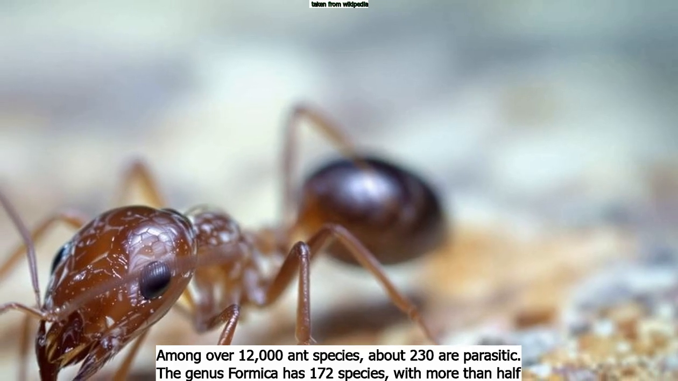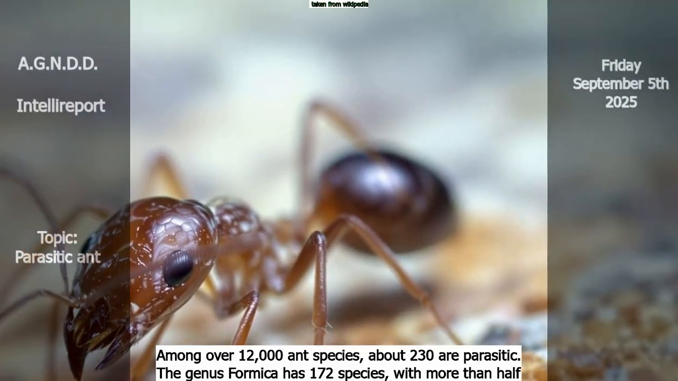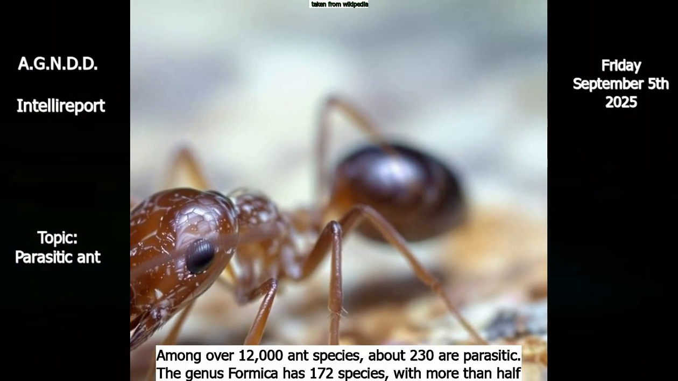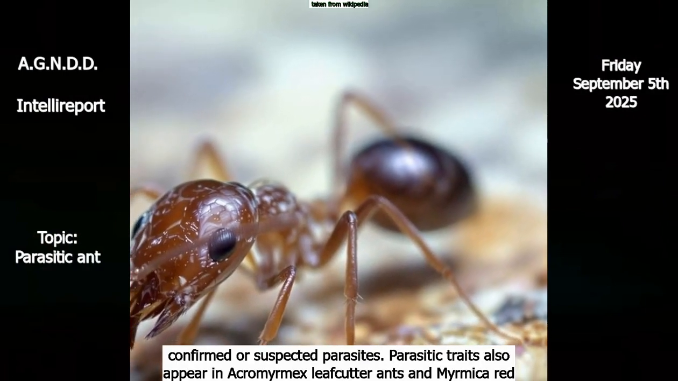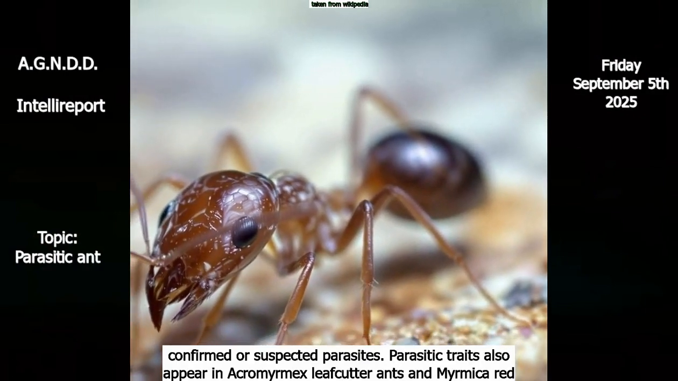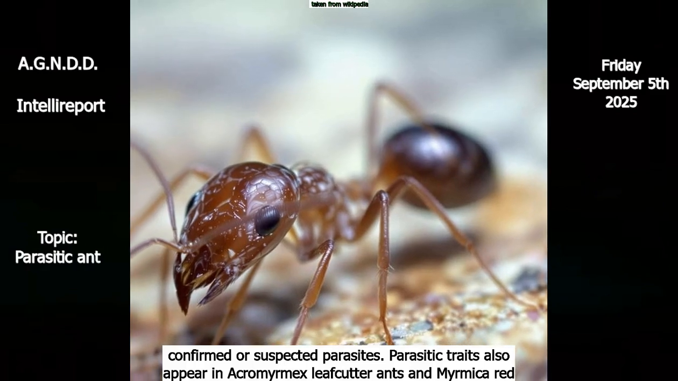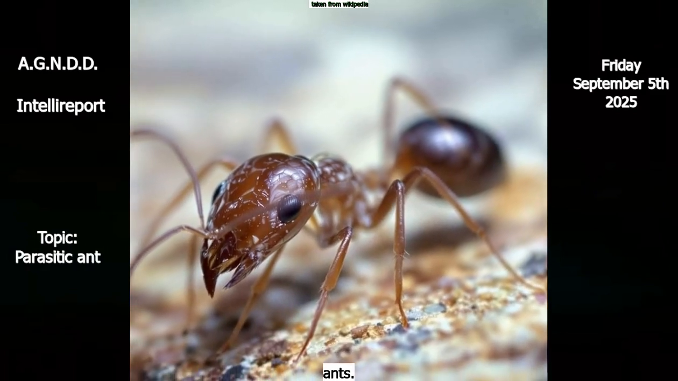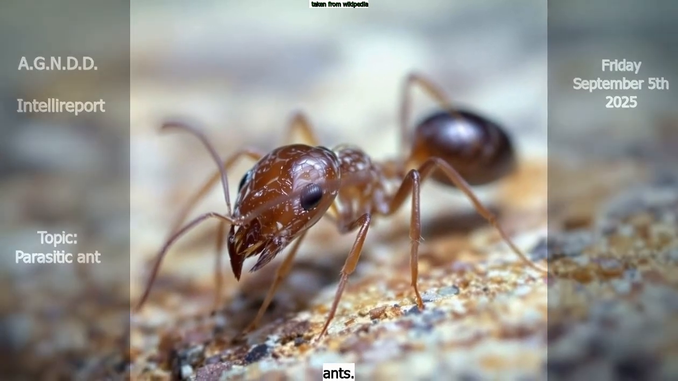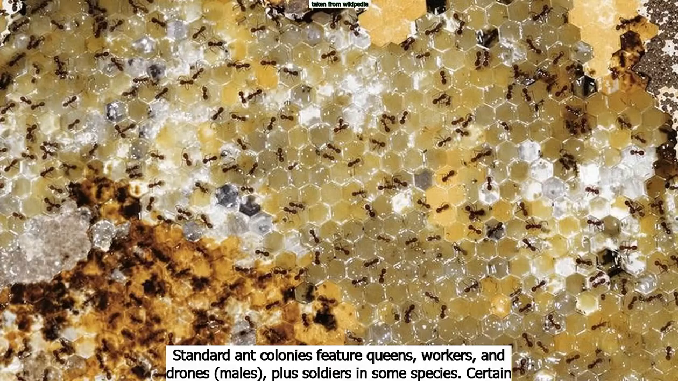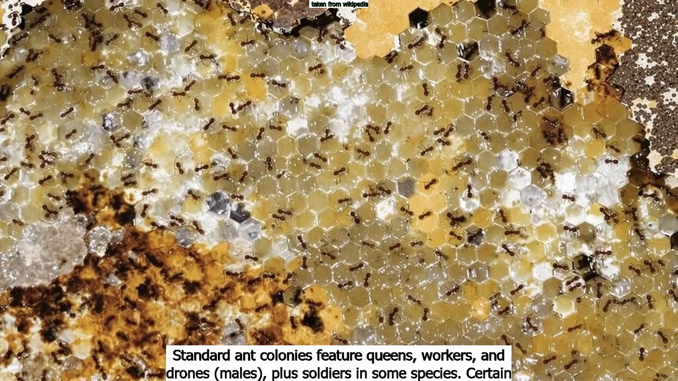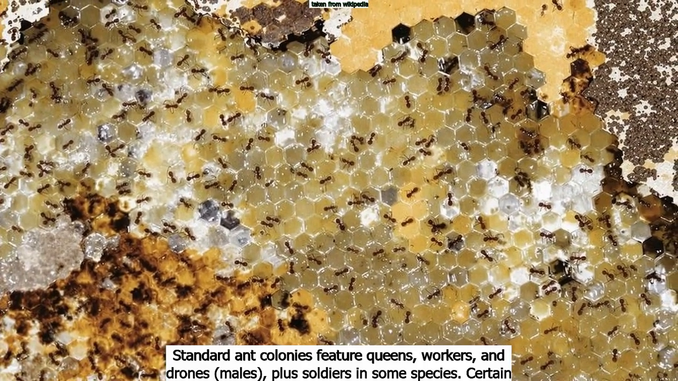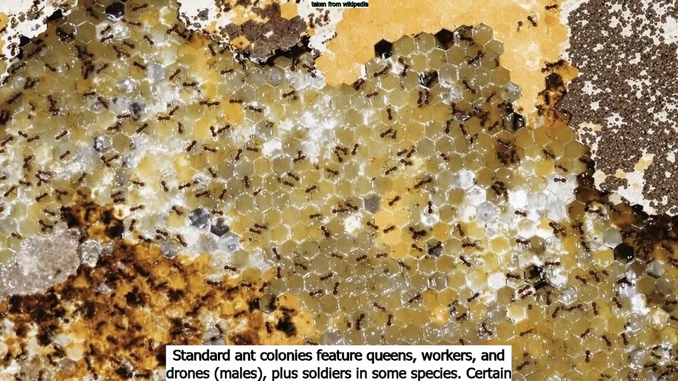Among over 12,000 ant species, about 230 are parasitic. The genus Formica has 172 species with more than half confirmed or suspected parasites. Parasitic traits also appear in Acromyrmex leafcutter ants and Myrmica red ants. Standard ant colonies feature queens, workers, and drones, males, plus soldiers in some species.